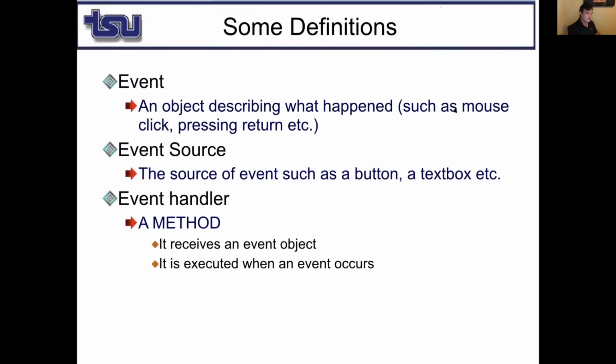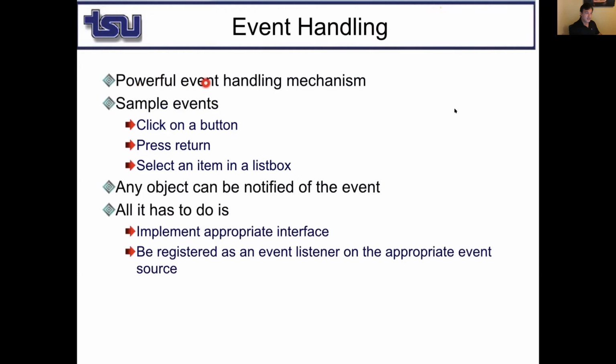So what's an event? An event is an object that describes what happened. For example, when you click on a button or when you press return, Java is going to create an object, and that object will know what happened. Event source is the source of the event, such as a button or a text box or scroll bar or a list box and so on. An event handler is a method that will receive an event object and it's going to execute upon receiving that object. So Java has a very powerful event handling mechanism, okay?